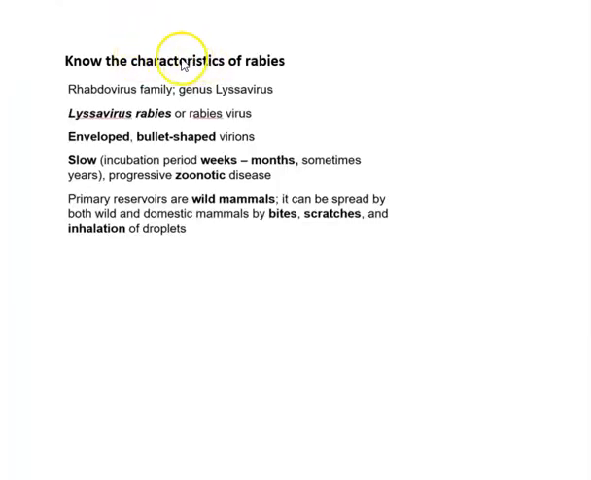Finally, I want you to know the characteristics of rabies. So remember, this is a zoonotic disease. It's transmitted to us through animals, and it typically is going to involve bites and scratches, but it can also involve inhalation of droplets. Wild mammals are going to be the primary reservoirs for this virus, and symptoms are going to include agitation, hydrophobia, seizures, and paralysis. And pay very close attention to this incubation period here. Note that it takes weeks or months for the disease to present itself after exposure.